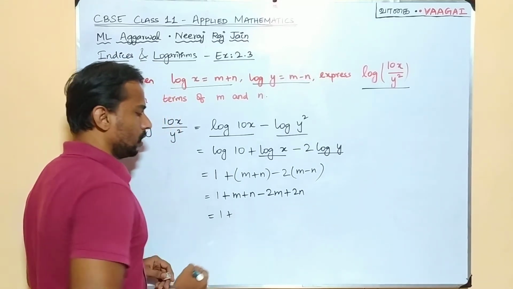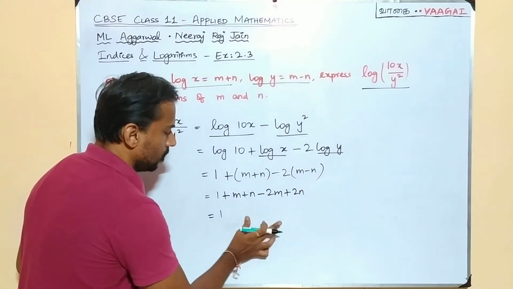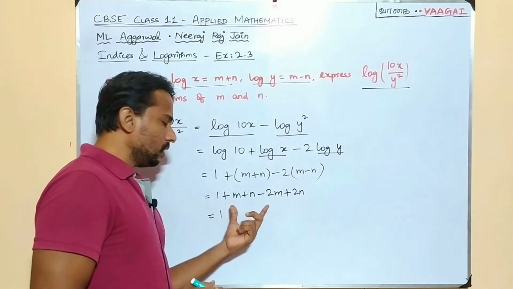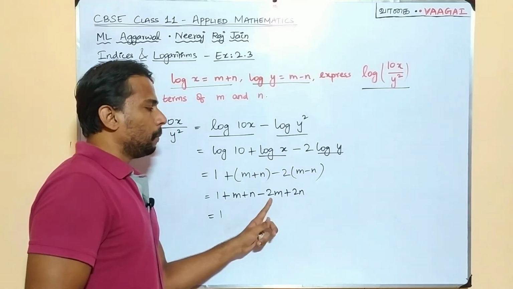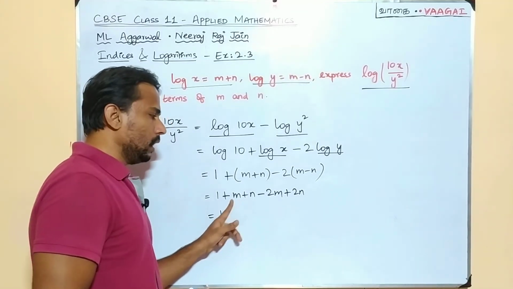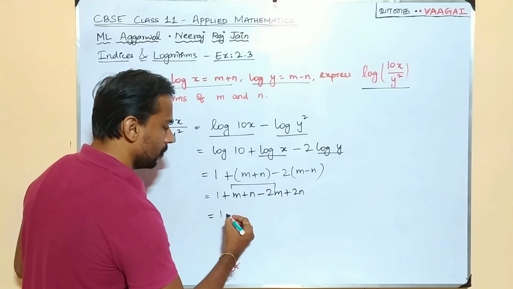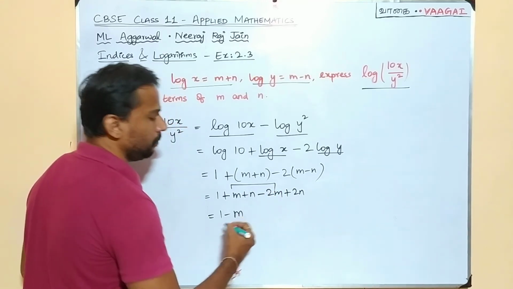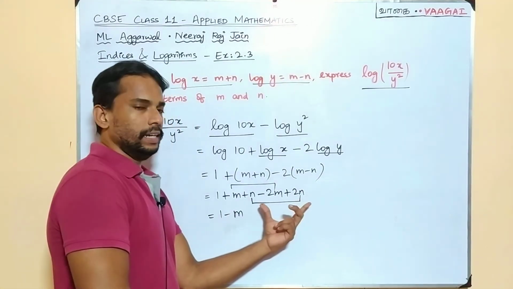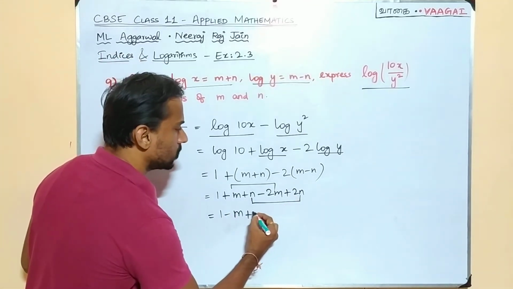1, now see here, if I look at the m terms, what do I have here? I have plus m minus 2m. This is like plus 1m minus 2m. So what happens when you simplify this? If you put these two together, this will become minus 1m, so minus m. And here we can combine these two terms because these two are n terms, right? So plus 1n plus 2n, that becomes plus 3n.